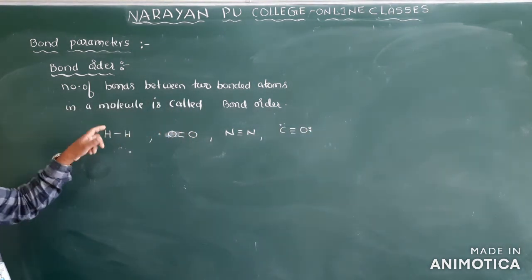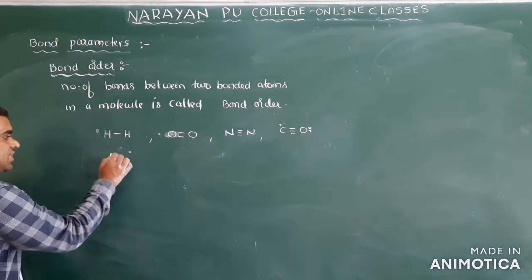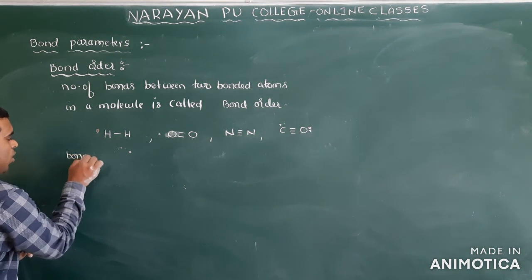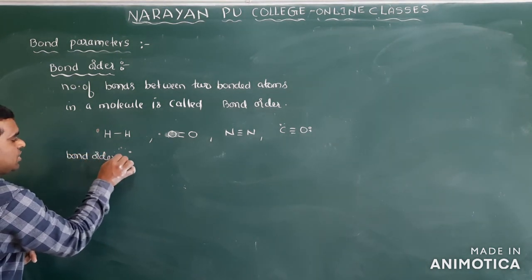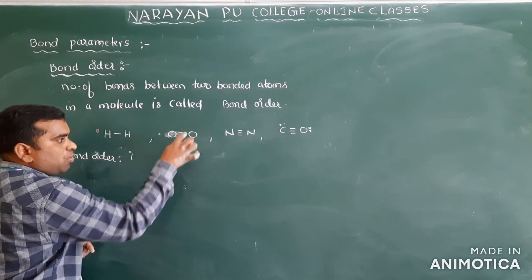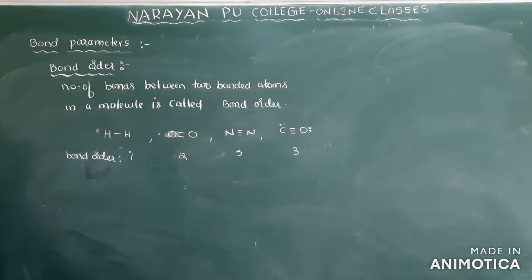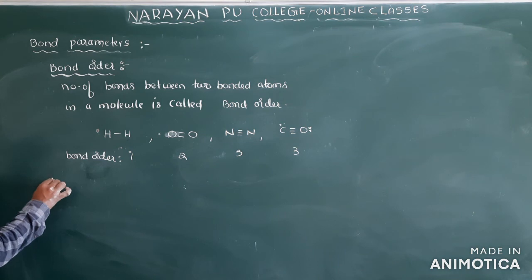So what is the bond order? Bond order means the number of bonds between the bonded atoms. Here how many bonds are there? 1. So for the first, hydrogen, the bond order is 1. For this one, how many bonds are there? 2. So the bond order is 2. And here the bond order is 3. And here also the bond order is 3. Clear?